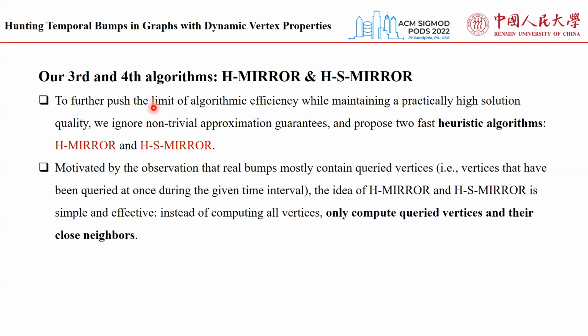To further push the limit of algorithmic efficiency while maintaining a practically high solution quality, we ignore non-trivial approximation guarantees and propose two faster heuristic algorithms, H-Mirror and HS-Mirror. Motivated by the observation that real bumps mostly contain created vertices, i.e., vertices that have been created at least once during a given time interval, the idea of H-Mirror and HS-Mirror is simple and effective: instead of computing all vertices, only compute the created vertices and their close neighbors.